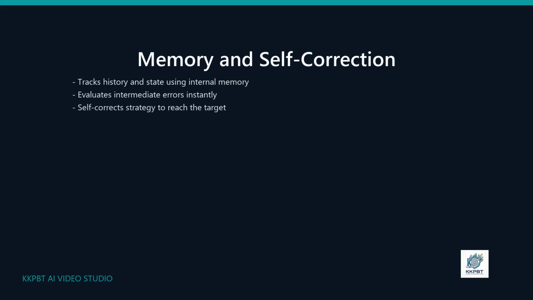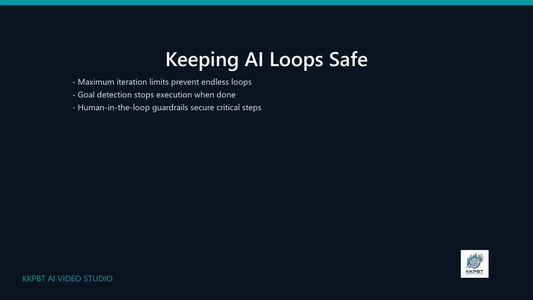As the agent loops through steps, it keeps track of past actions and tool outputs in its memory. If a tool fails or returns an error, like a database timeout, the agent evaluates the issue, adjusts its strategy, and tries another solution to fix the mistake. However, we must ensure these AI loops stay safe and controlled. Without safety rules, an agent could run forever in an infinite loop or perform unwanted actions. Designers set clear guardrails, such as a maximum loop limit, explicit goal detection, and human approval for critical choices.